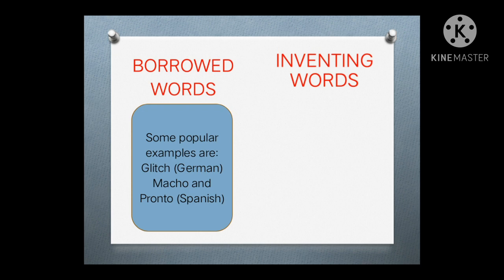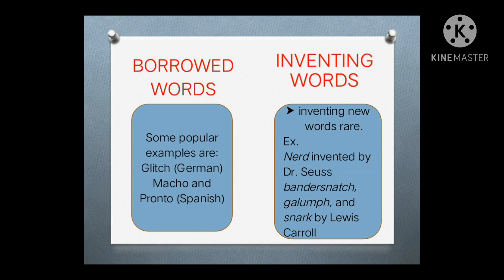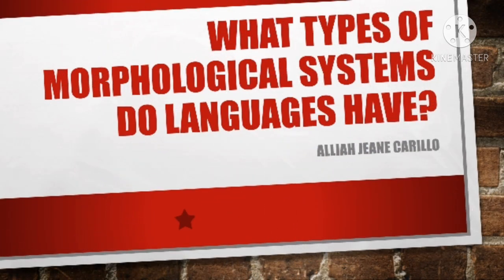Inventing words. Inventing new words is not common, and that makes the new word rare. Example, nerd invented by Dr. Seuss, Bandersnatch, Jabberwocky, Snark by Lewis Carroll.